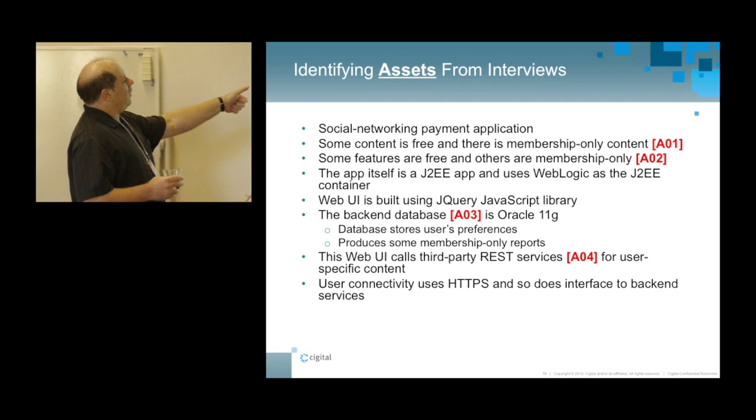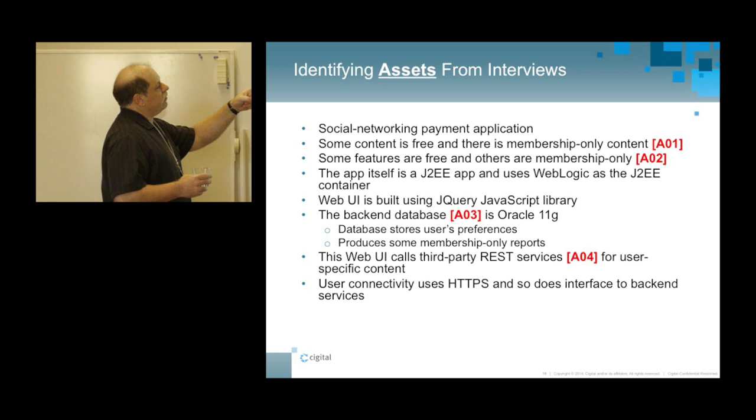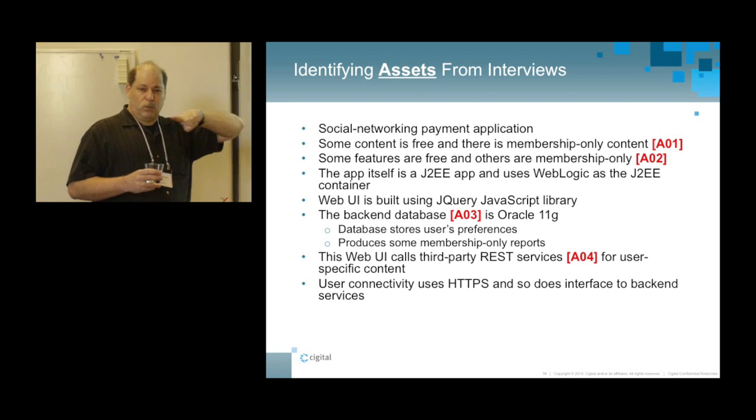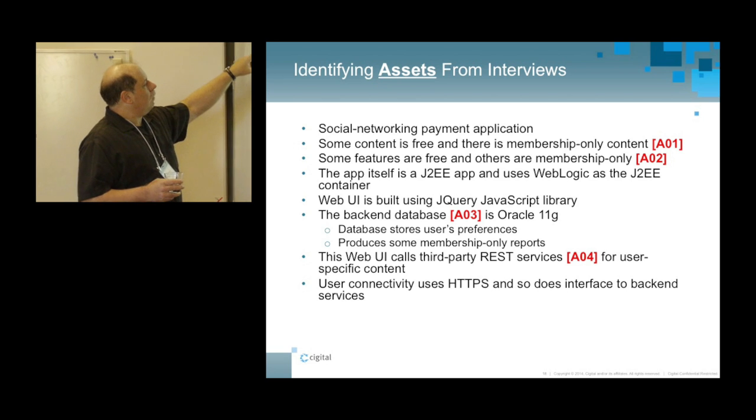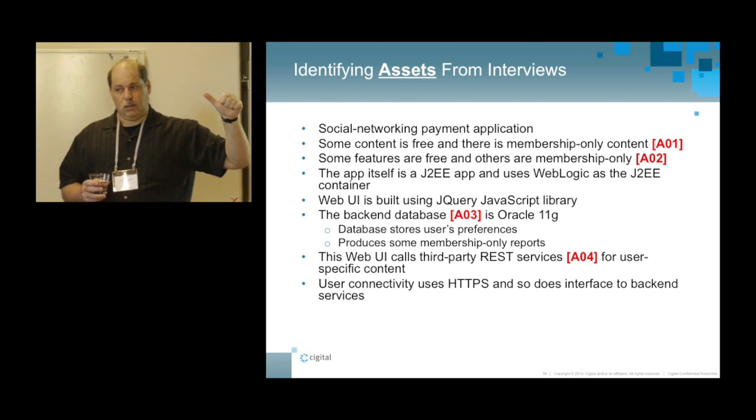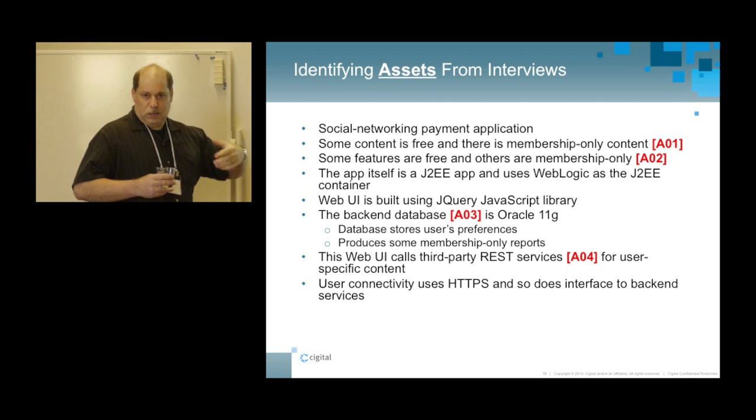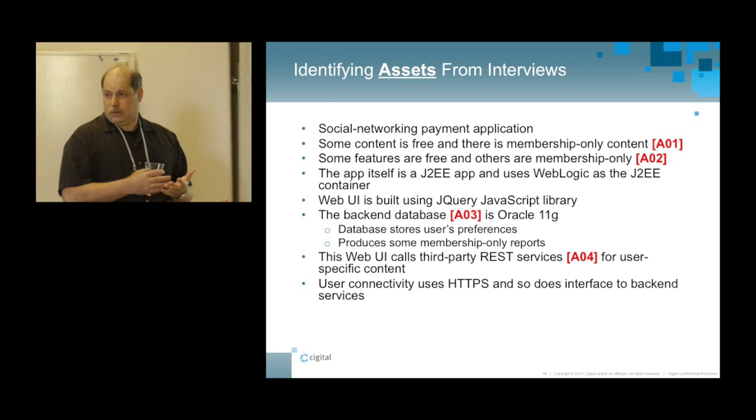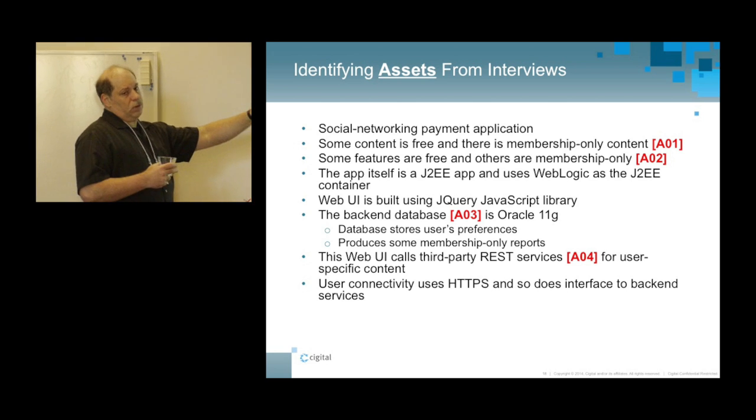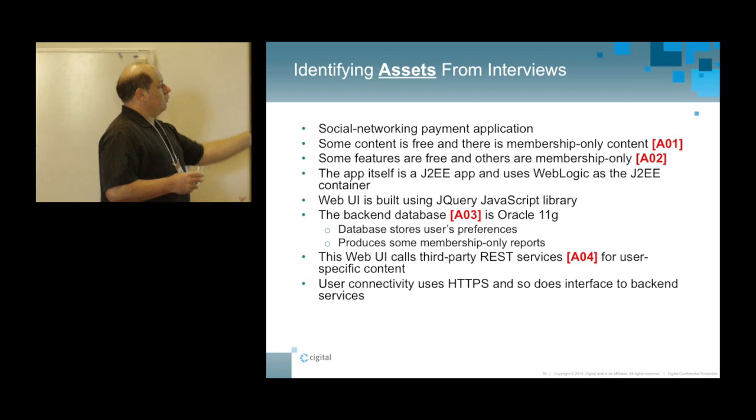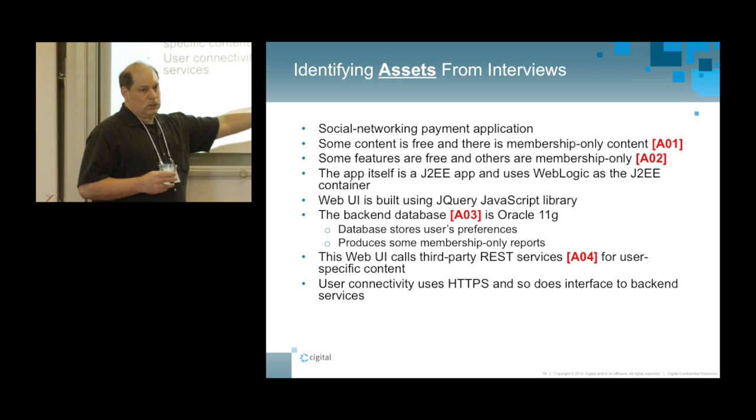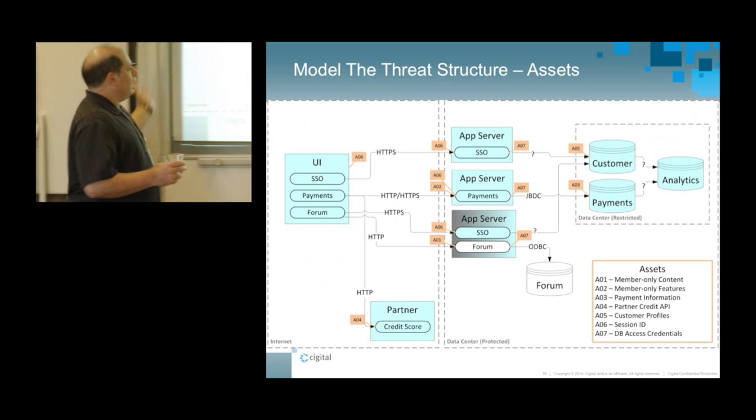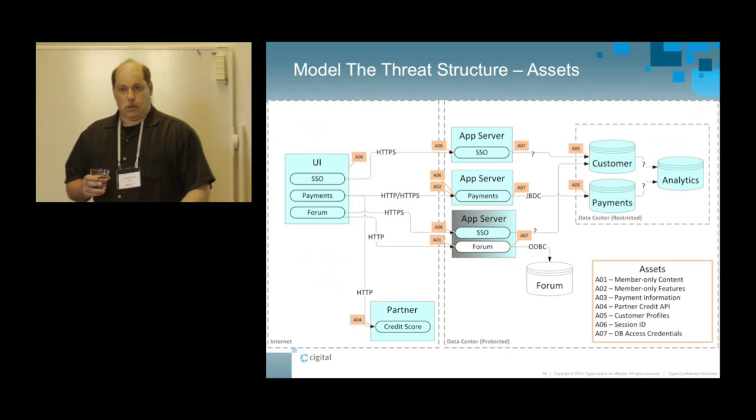So we said database, we said membership-only content. We talked about features. Actually, nobody mentioned features. Maybe someone did, but I didn't hear. So functionality is an asset. You're going to need to make sure that somebody who's not a paid member can't get to premium content. So the membership-only capability is an asset. And of course, third-party REST service APIs, that's functionality. That's an asset.